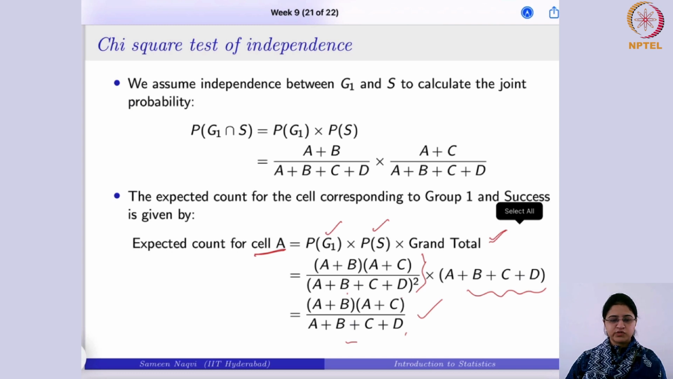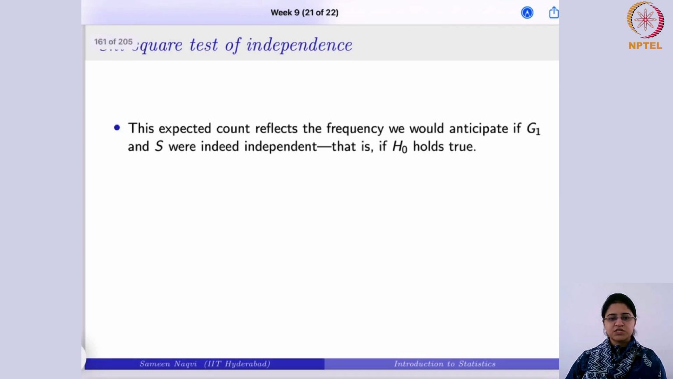number of counts. So this expected count reflects the frequency we would anticipate if the two cells, that is G1 and S, these two events were indeed independent. Because G1 and S are what? These are also categories or the levels among your categorical variables. So if these two are independent, then under the null hypothesis, you will find the expected frequency.